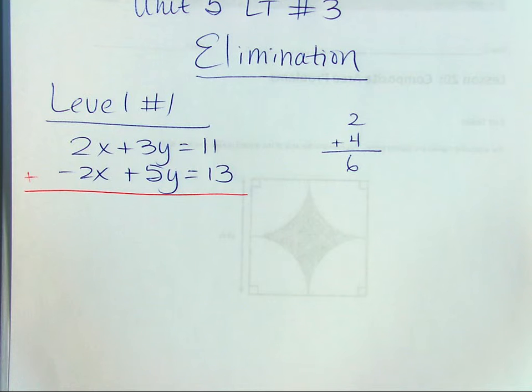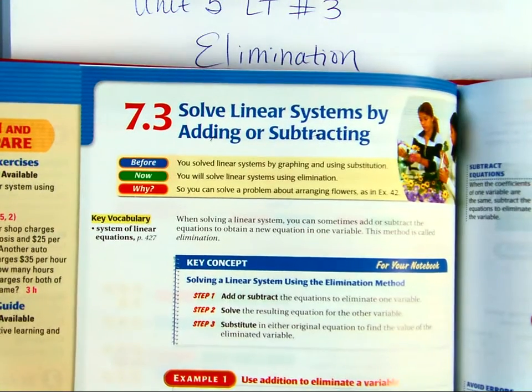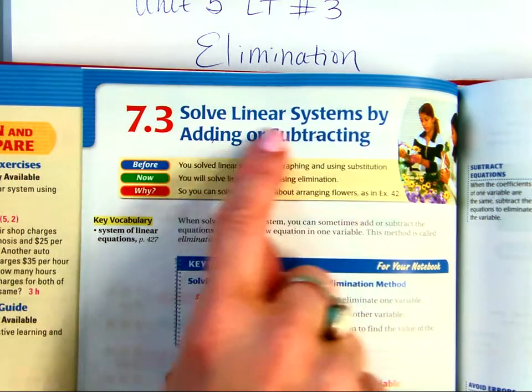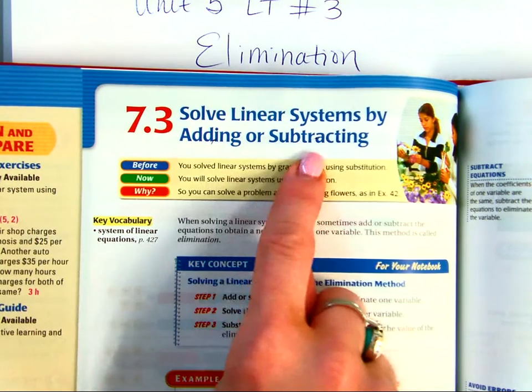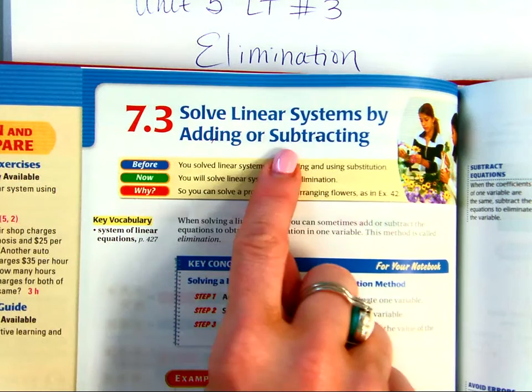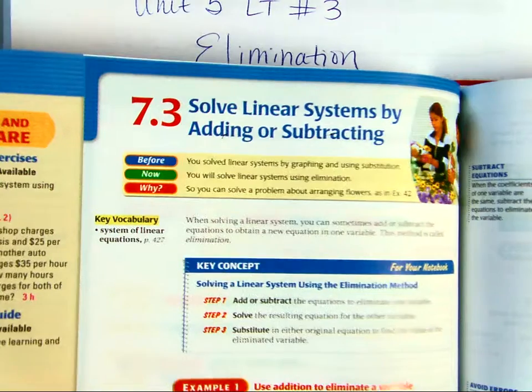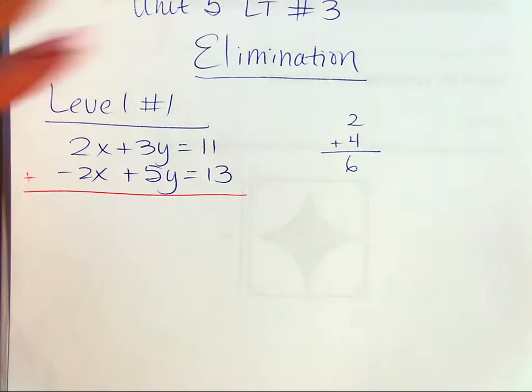And actually, if you look in your book, I know you don't have it and I know we don't refer to it often, but this matches section 7.3 in your book, and they do not use the word elimination. They say solving linear systems by adding or subtracting. We're not going to subtract, we're just going to do adding. So the elimination method is sometimes called the adding method. And you'll see why it could be called both.